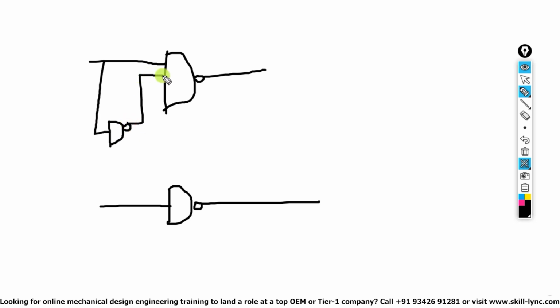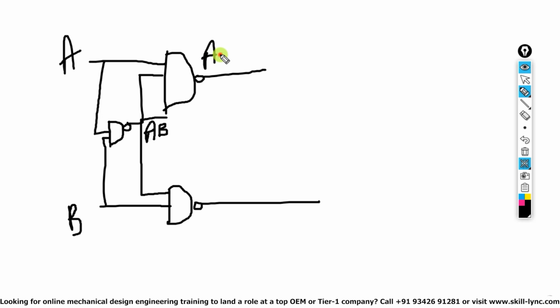Okay, now it is A, it is B, and here we are producing A B whole bar, because it is a NAND gate. When you are giving 2 inputs A and B to a NAND gate, you are getting AB whole bar. Now here the inputs are AB bar and A, so it will become A into AB whole bar.